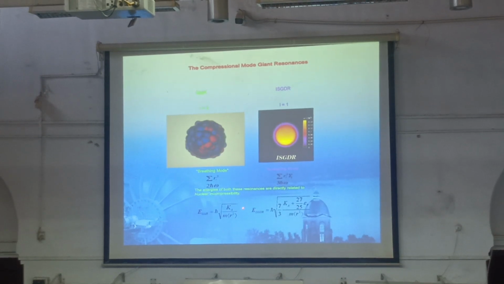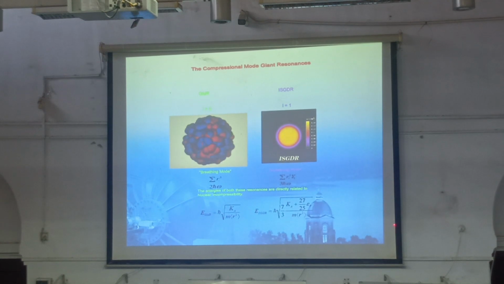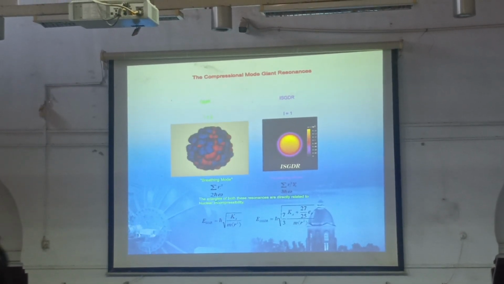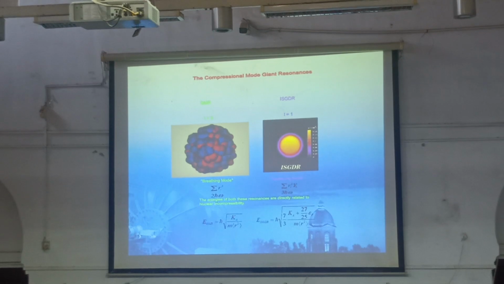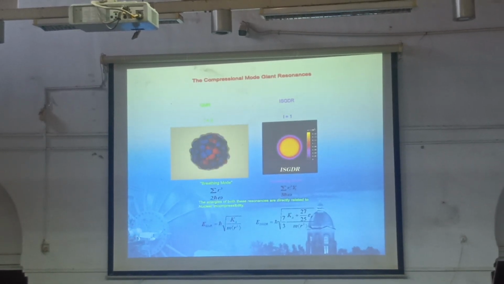This is exactly the compression modulus divided by the moment of inertia. If you put an h bar in front of it, h bar omega is energy. So the energy of this resonance is directly proportional to K. And if I can measure this, I'm in business.